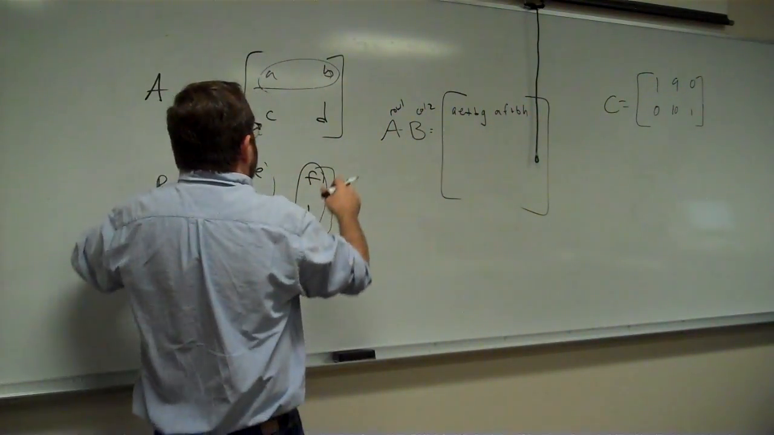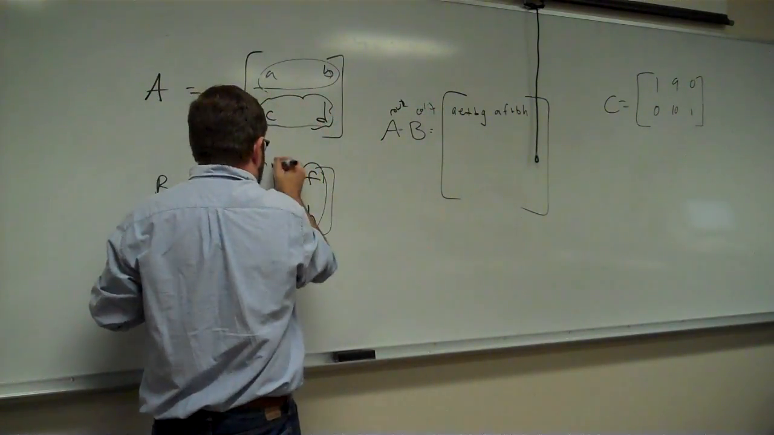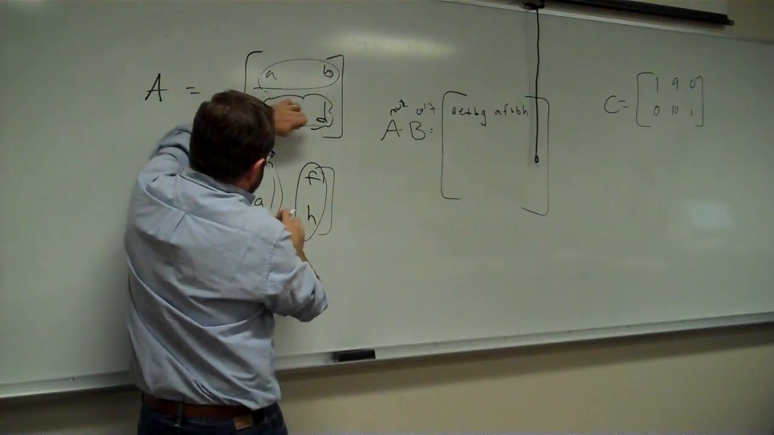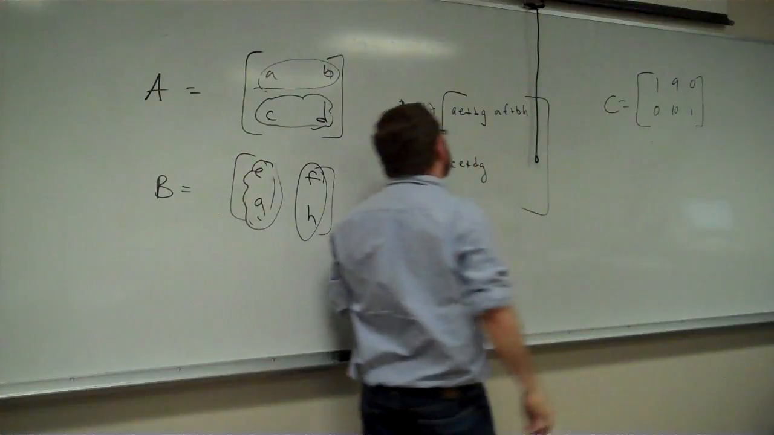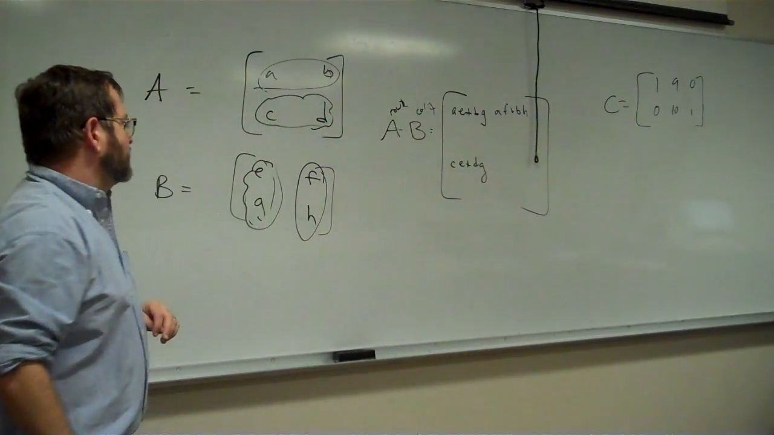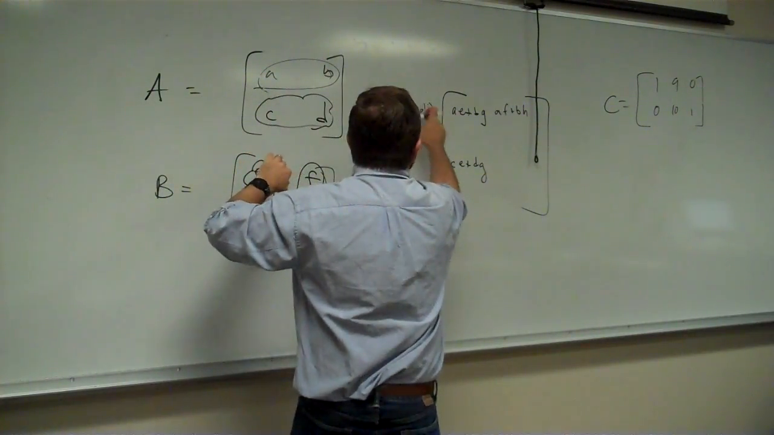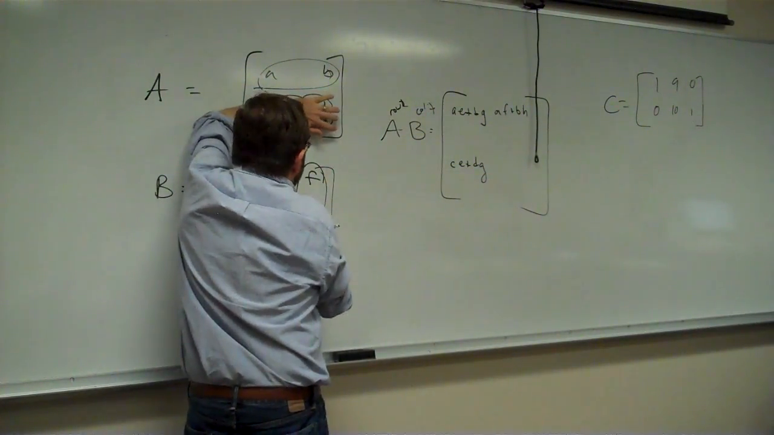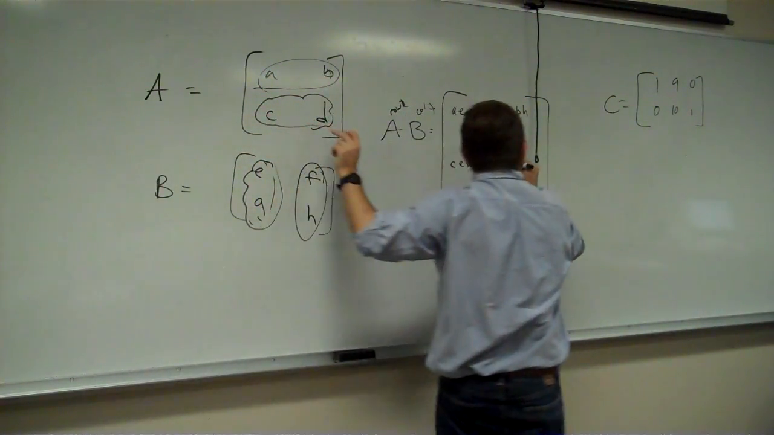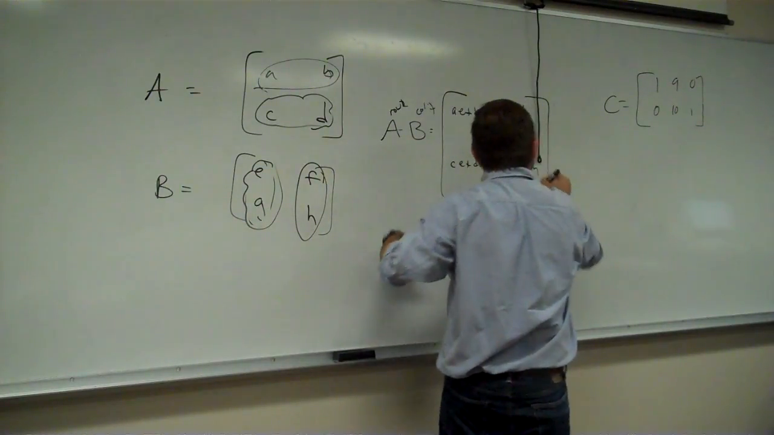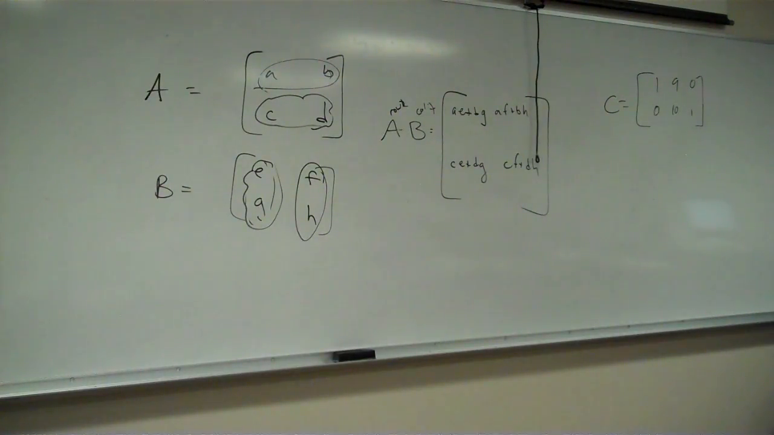Okay, so second row. Row 2, column 1 will be CE plus DG. You just let me have that Q in there. And then the final one, row 2, column 2: row 2 of this matrix, column 2 of this. CF plus DH. I'm doing this with a 2 by 2 matrix, but lots and lots of different sizes will work.